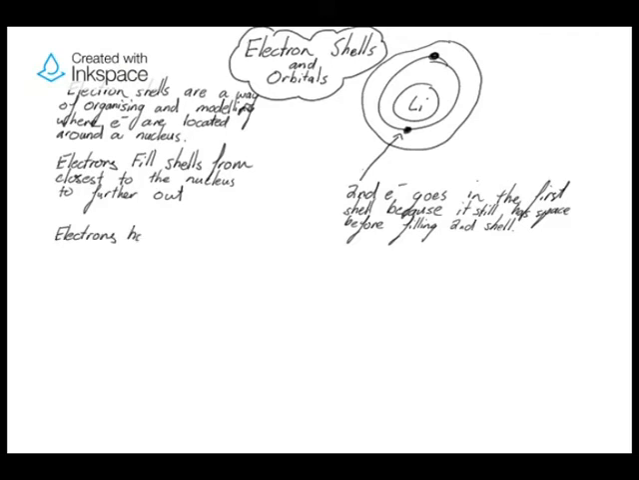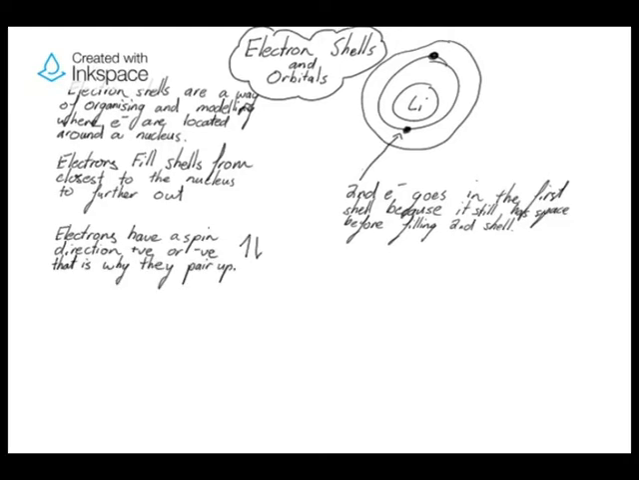So, electrons have a spin associated with them. We write them as this little up arrow and down arrow, and these represent a positive and negative spin. And that is the reason why they pair up. This first shell, they do sit opposite, but every time after this, they always sit in pairs.